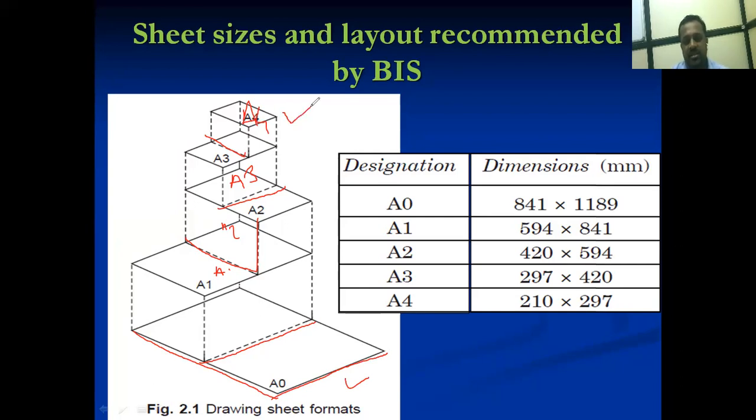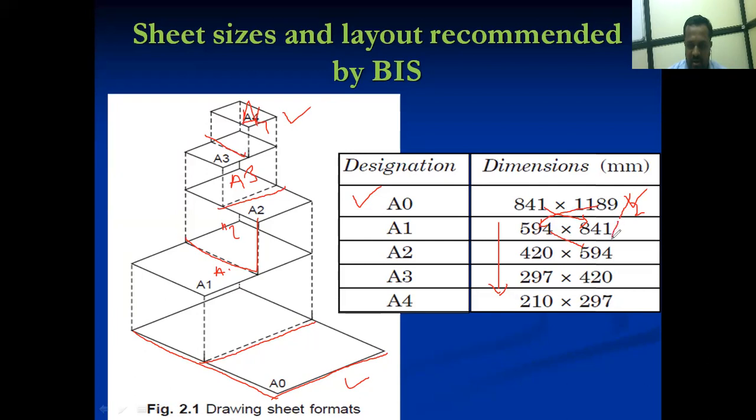And you just have to remember the dimension of the A0 size sheet. That is 841 x 1189. And from this dimension, by using a trick, we can easily calculate the dimensions of the remaining sheets. Which trick do you have to follow? We write this figure as it is on this side, and here we divide it by 2. Whatever answer comes, we write it down here. Again, this figure we write down here.